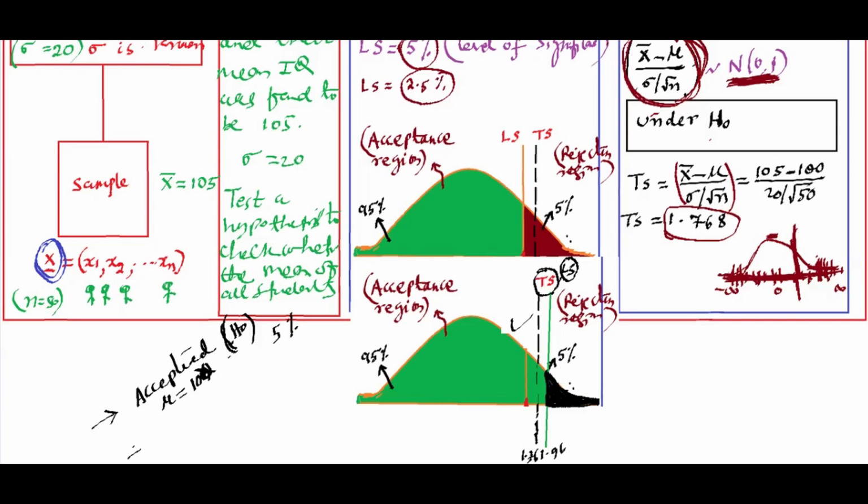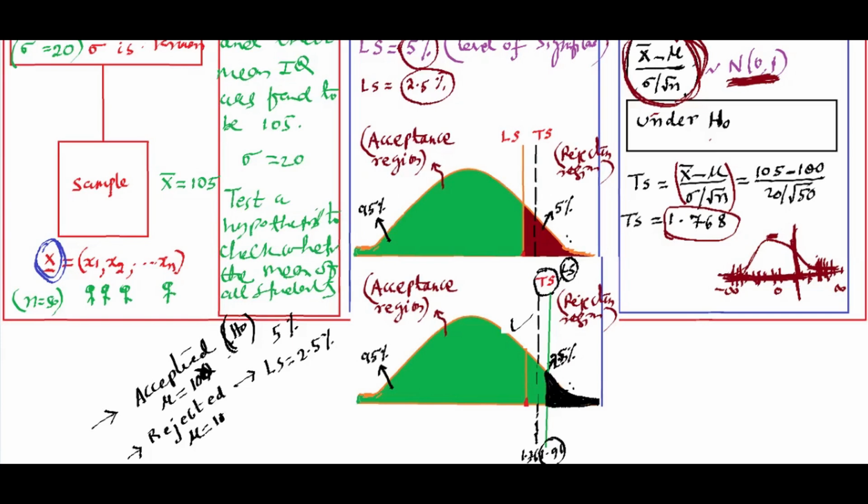And the same thing I can write as rejected at level of significance 2.5%, with 1.96. So the same, rejected, mu is 100.